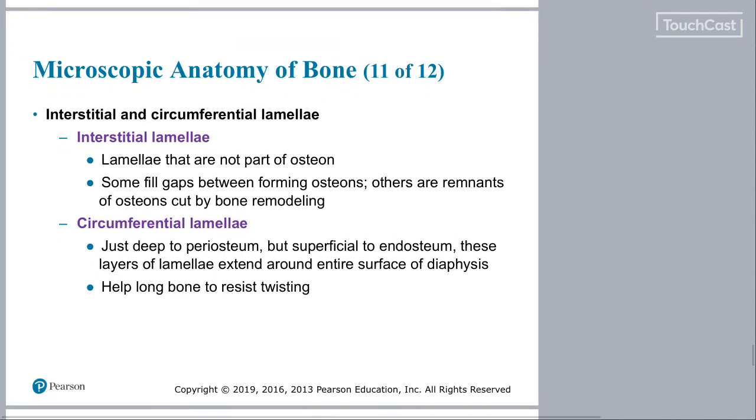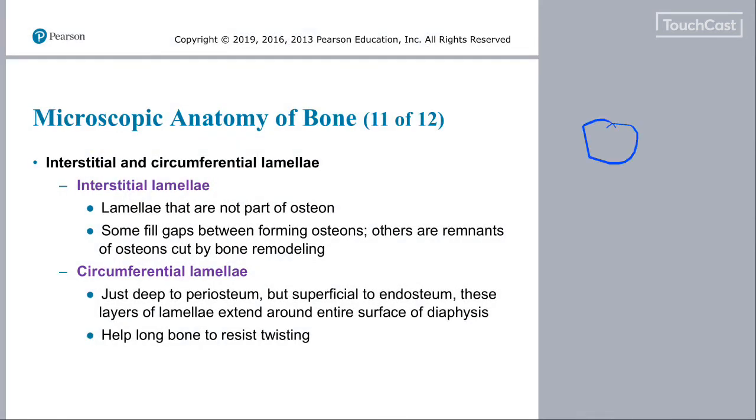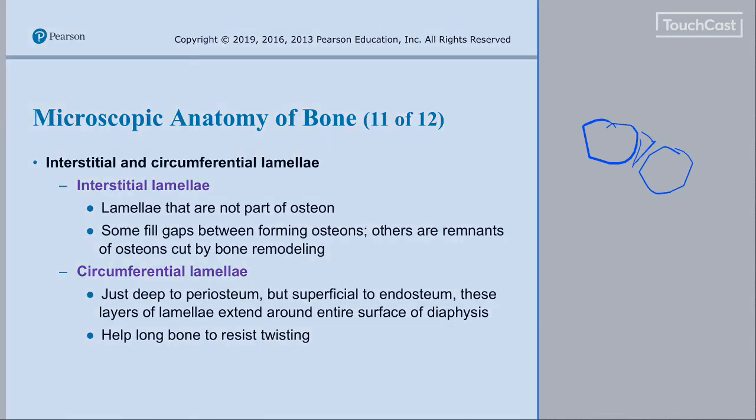Okay, so couple different lamellae that we have. So the first one is the interstitial lamellae. So these are not part of an osteon. So these are basically just bridging the gaps in between the actual circles. So if we have an osteon here, we have one here. They maybe aren't touching, but we've got this interstitial lamellae in between the two.